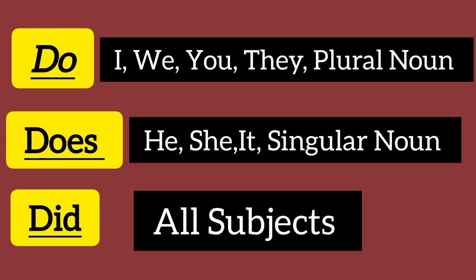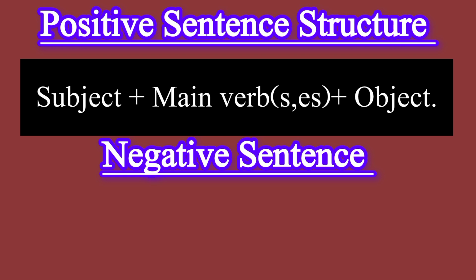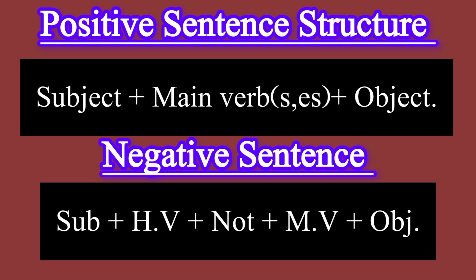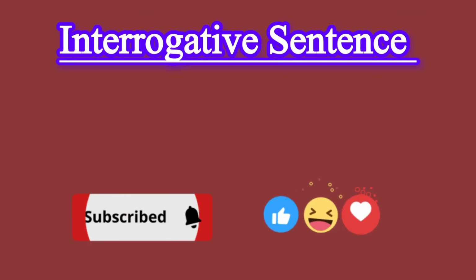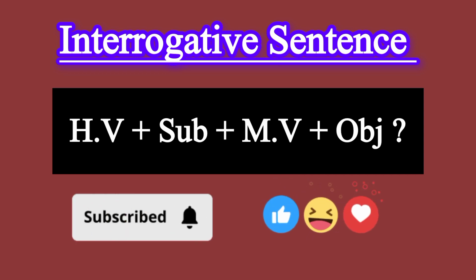Now I will tell you the sentence structure of the tense when we are going to change a positive sentence into a negative sentence. In a positive sentence we have a subject plus main verb. We use in present indefinite tense the main verb with s and es, plus object and full stop. For a negative sentence we have a subject, helping verb, do and does according to the subject. Then we put not, main verb and object and then full stop. In interrogative sentences we have to put do and does according to the sentence at the start of the sentence, then subject, verb and then object, and at the end we put a question mark.